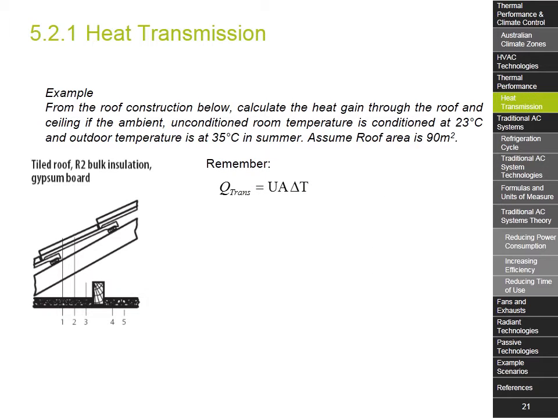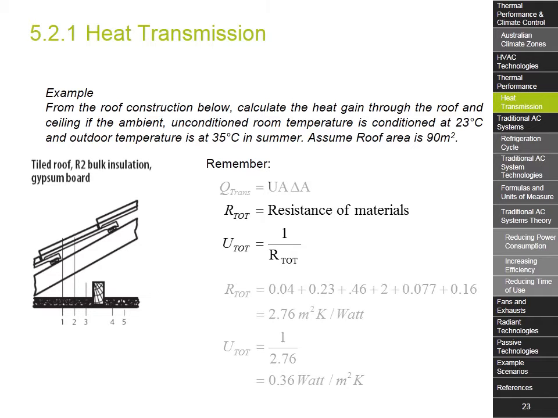Remember, Q is equal to the product of the coefficient of heat transfer, total surface area, and the temperature difference across the material. The total resistance will be the sum of all the materials' resistances, and the total heat transfer coefficient is the reciprocal of the total resistance, or 1 divided by the total resistance. Firstly, the total resistance will be the sum of the resistance for each material. The values can be found in the previous table, and the sum is 2.76 meters squared Kelvin per watt. Therefore, the heat transfer coefficient is equal to 1 divided by 2.76, which equals 0.36 watts per meter squared Kelvin.